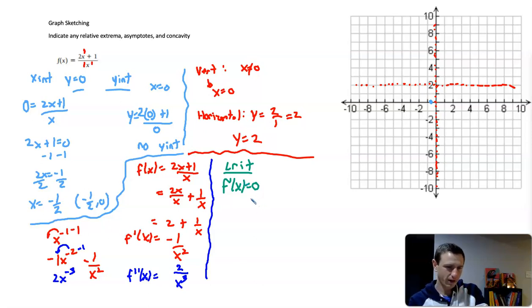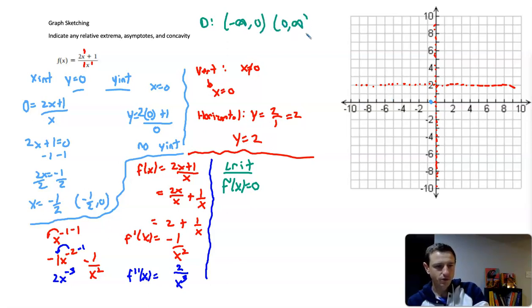While I'm thinking of it, since we're thinking about critical values, let's go back and talk about domain. I should have talked about domain when I was talking about the asymptotes. The asymptotes were x equal to 0, y equal to 2. So the domain is going to go from negative infinity to 0 and then from 0 to infinity. So it exists everywhere besides at 0. Just something to keep in mind when we're talking about domain. We always want to be aware of the domain of our functions.